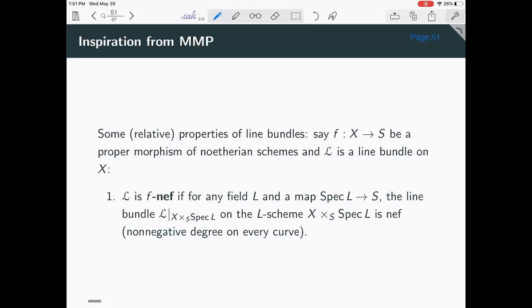notions about line bundles that if you're an algebraic geometer, you're probably an expert in, but if you're not, here's some review. So you have some map of schemes f: X → S, probably Noetherian, and L is a line bundle on X. Then you say that L is f-nef if for any field k, any map Spec k to S, the pullback line bundle on X ×_S Spec k, which is now a scheme over Spec k, is nef, which means that the degree on every curve running through X is non-negative.